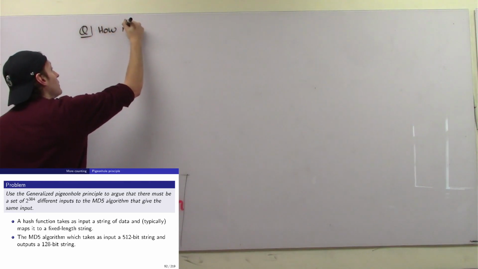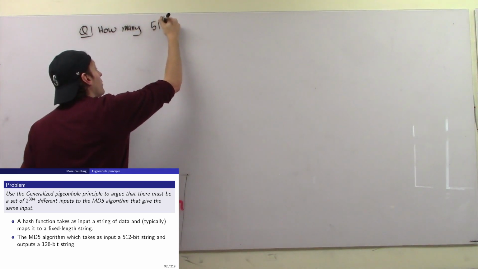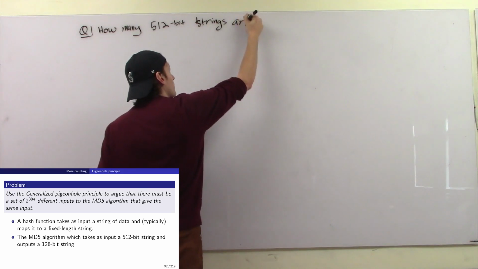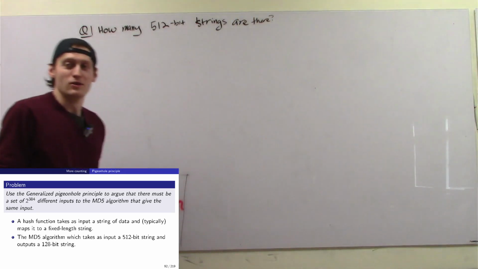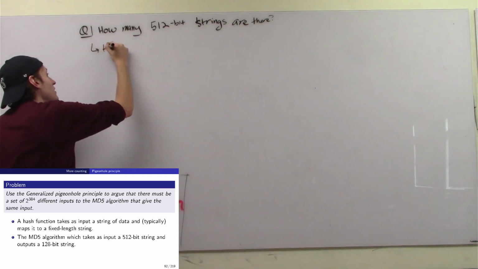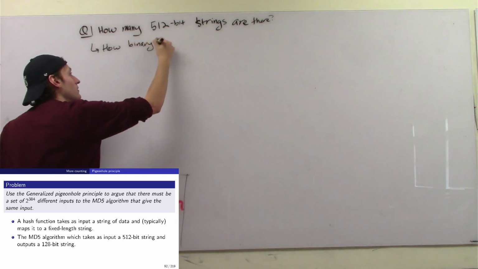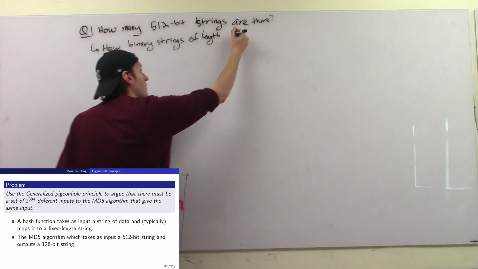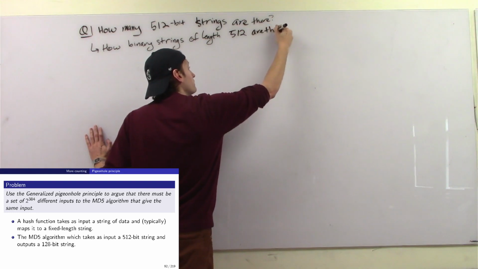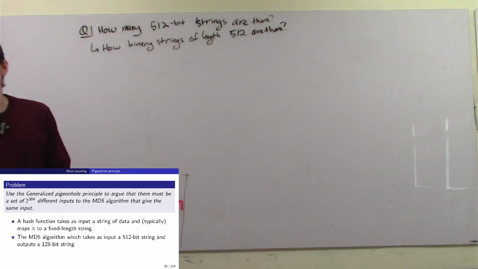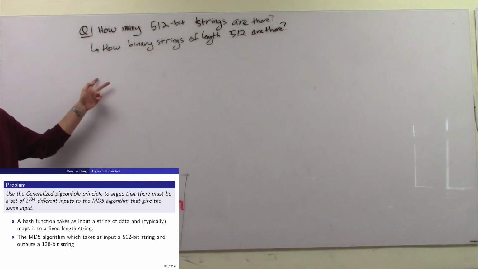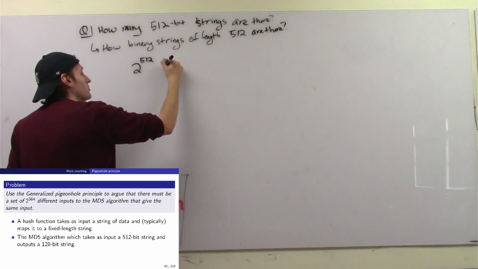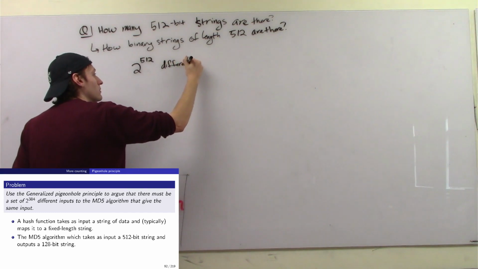All right, so my first question is, how many 512-bit strings are there? This is some computer science speak. So first we'll translate this. What we actually mean is how many binary strings of length 512 are there? Well, let's think. You have 512 places. You could put a 0 or a 1 in the first spot, a 0 or a 1 in the second, etc. There ends up being 2 to the power of 512 different strings.